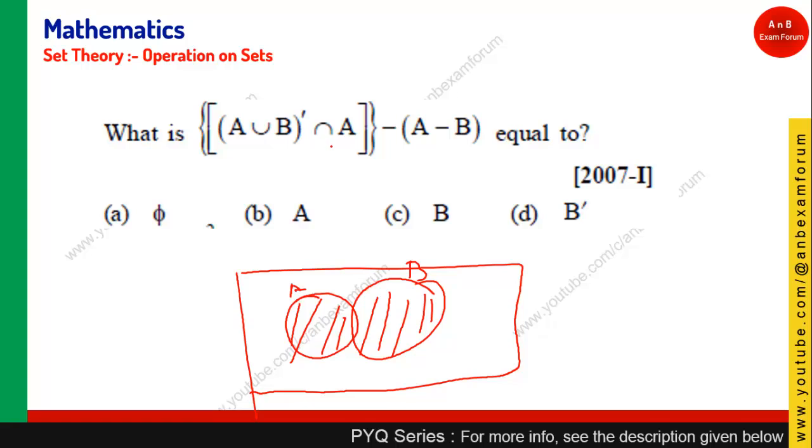You get what? Intersection with A, you get empty set. Then empty set minus A minus B is what? Anything which is present in the empty set but not in A minus B will be empty set. So option A is the right answer. Understood how this empty set has come? See, A union B complement, so the complement represents the white portion. If you do intersection with A, this shaded portion, there are no such elements, that's why it is the empty set. So option A is the right answer.